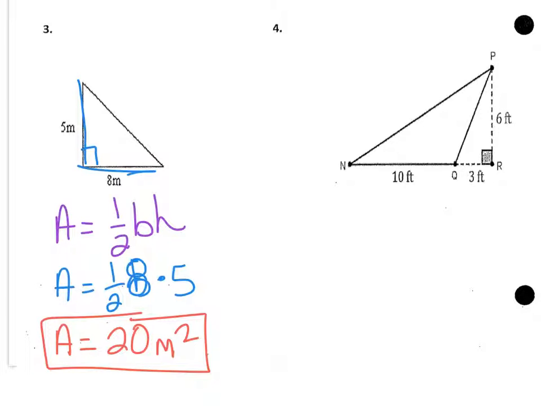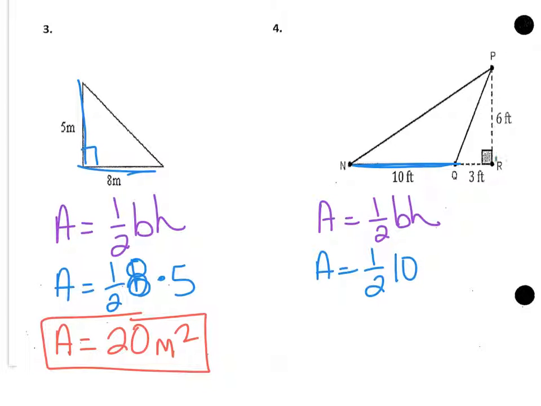All right, let's do one more example. So in this example, again, I'm going to write the formula. Area equals 1/2 base times height. Area equals 1/2. And now I have to decide what the base and the height are. Again, the base and the height have to be perpendicular to each other. I'm going to call this the base right here, the 10. And perpendicular to that is the height, which is 6.